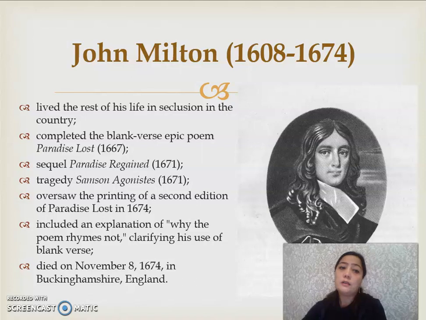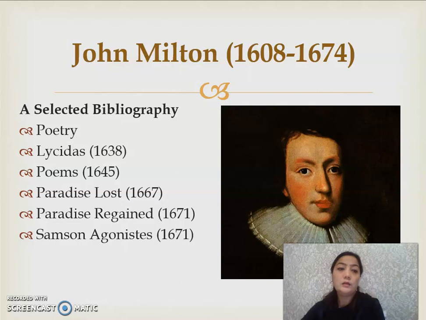Unfortunately, the rest of his life he lived alone in the country. He completed Paradise Lost in 1667. He completed Paradise Regained and the tragedy Samson Agonistes. He oversaw the printing of a second edition of Paradise Lost in 1674, which included an explanation of why the poem rhymes not, clarifying his use of blank verse. He died in November in England. So here is a selected bibliography of his works, among them Poetry, Lycidas, Poems, Paradise Lost, Paradise Regained, Samson Agonistes.